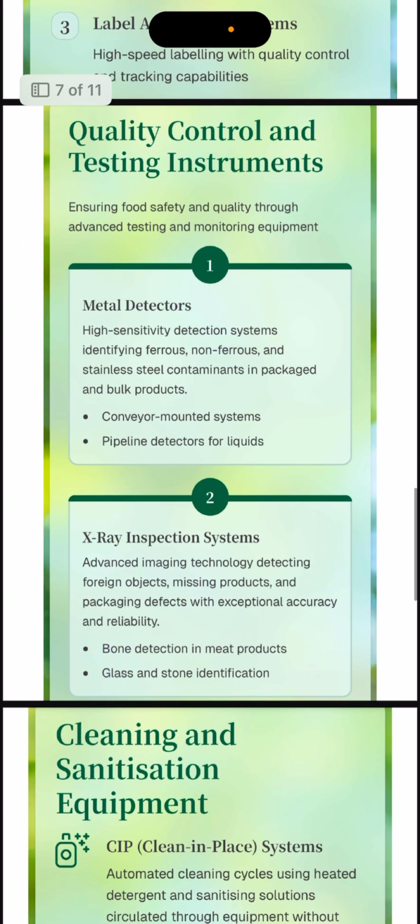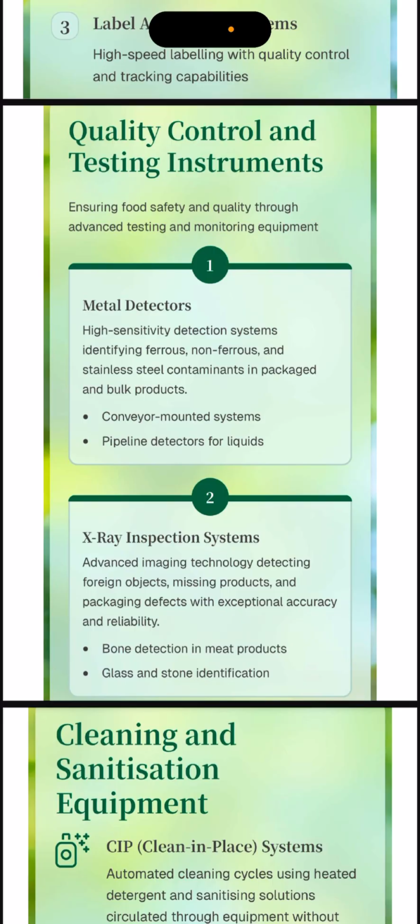The next one which comes is quality control, sanitization, and compliance, which are the non negotiables. These systems are the backbone of food safety, designed to prevent, detect, and eliminate potential hazards. Inspection instruments, metal detectors, and X ray systems. These act as critical control points to detect physical contaminants.